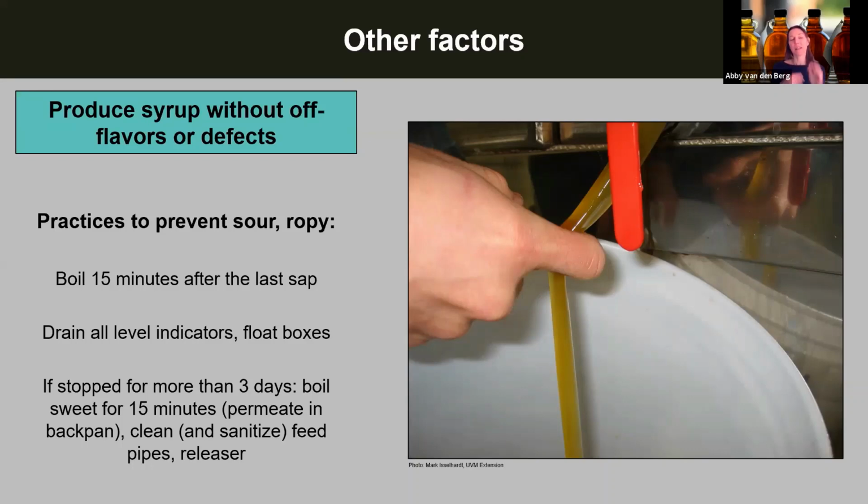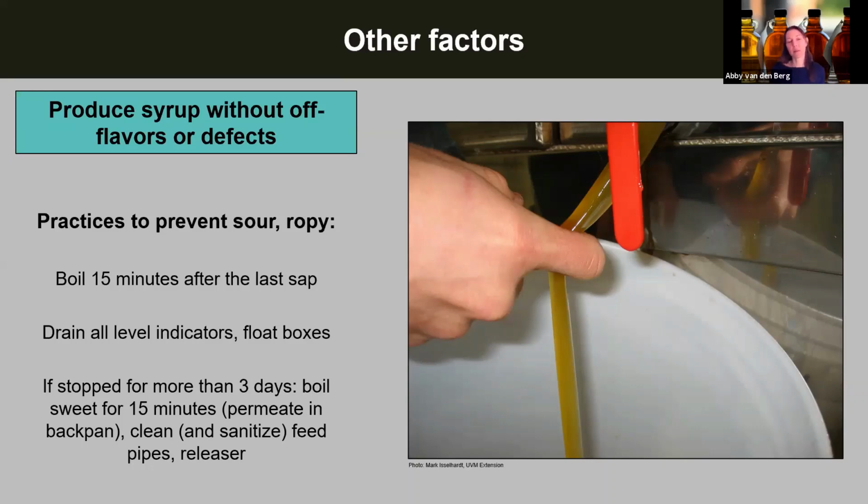So there are lots more practices to prevent sour and ropey syrup than what I have listed here, but some of the basic ones are to make sure that you're boiling 15 minutes at least after the last drop of fresh sap has come in, whether you need to do that by raising the depth or adding some permeate. You need to do that to make sure that you're killing most of the bacteria that cause ropey. You also need to drain all the sight levels and the float boxes each night and clean them to make sure that there's no ropey bacteria going in there, or sour, either one, because those places basically are where sap sits and never really heats.